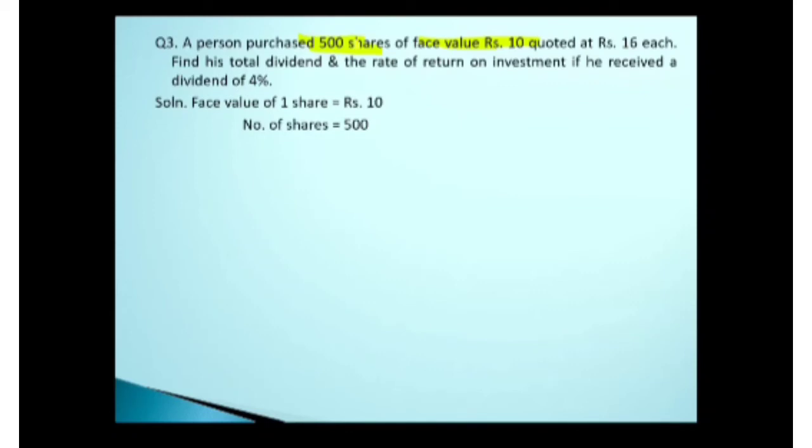Then you calculate total face value. Write down the answer of total face value in the chat box. 5,000. Yes, TFV is coming to be 5,000. Very correct. Very right it is. All right.